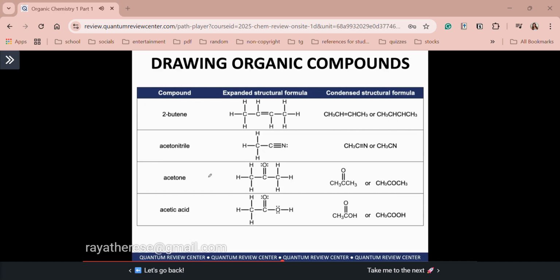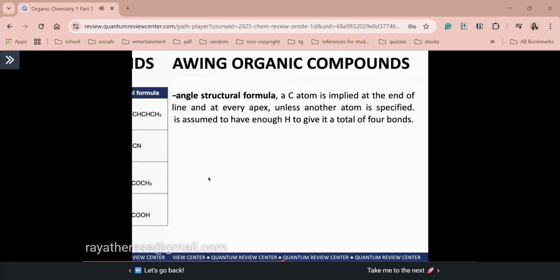But before I forget, we still have the last 2D representation. And this one, we call your line angle structural formula. Class, this is the typical structural formula that we use in order to easily visualize your organic compounds, diba? Particularly your alkanes, the saturated hydrocarbons, and of course, your cyclic structures or cyclic organic compounds. So let's just briefly read first the definition. In your line angle structural formula, a carbon atom is implied at the end of every line and at every apex or corner, unless another atom, usually these are heteroatoms. So here, each carbon atom is assumed to have enough hydrogen to give it a total of 4 bonds in order to strictly follow your octet rule. Again, tetravalent, meaning carbon is capable of bonding singly with 4 different atoms.